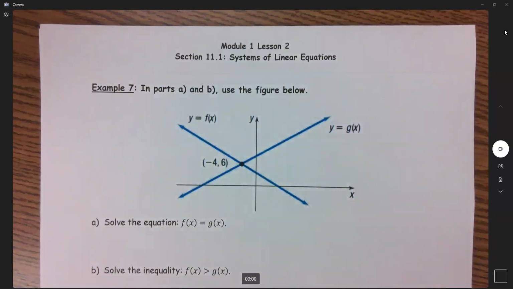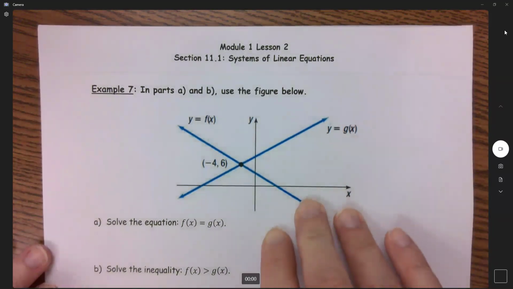And we're going to end this lesson with some inequalities, which will be a recurring theme as we continue on with this course. Example A says on part A and B, use the figures below. So part A wants us to solve the equation and part B wants us to solve the inequality. So before we solve the equation and the inequality, let's just talk about this graph really quickly.